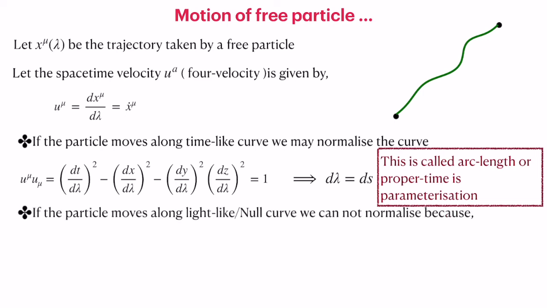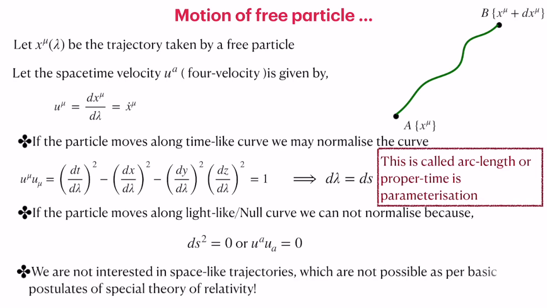If the trajectory is null, light-like, then we cannot normalize. And in such a case, we have to use an affine parameter, that's basically an arbitrary parameter, such that the norm would be simply zero. So we cannot use the proper length parameter. Of course, in the case of space-like trajectory, we are not interested in them. We can use the length parameter there, but it doesn't have any physical meaning within the framework of relativity.